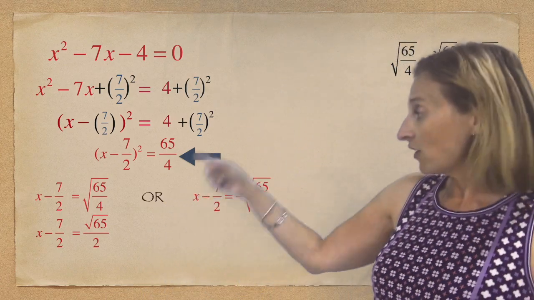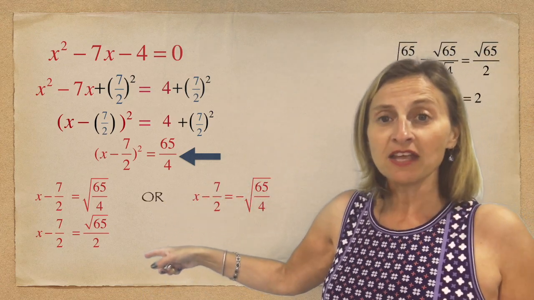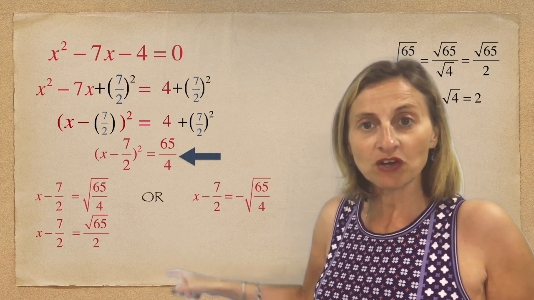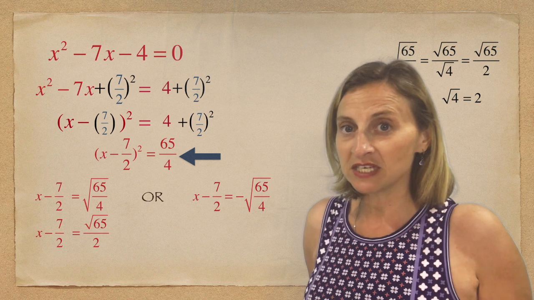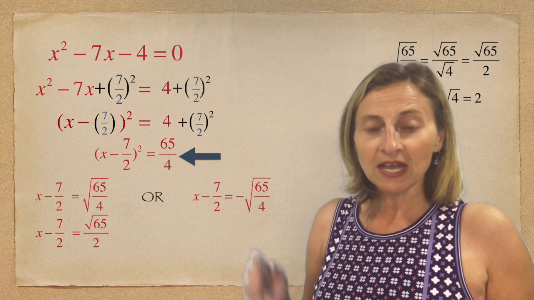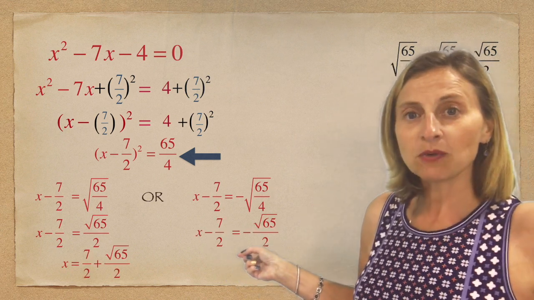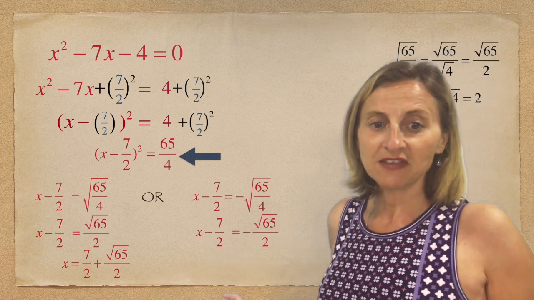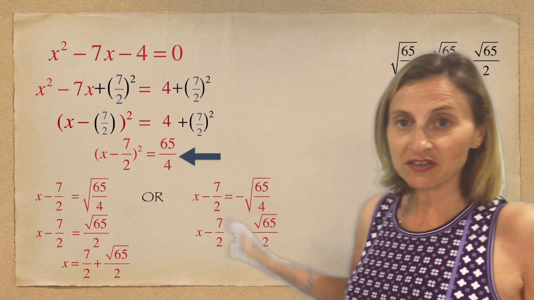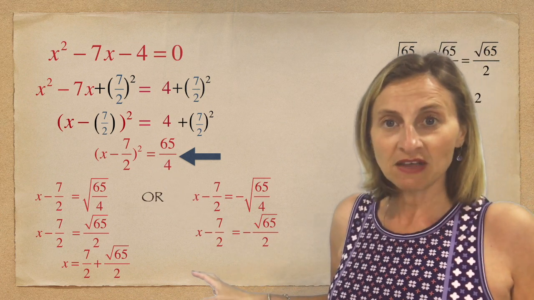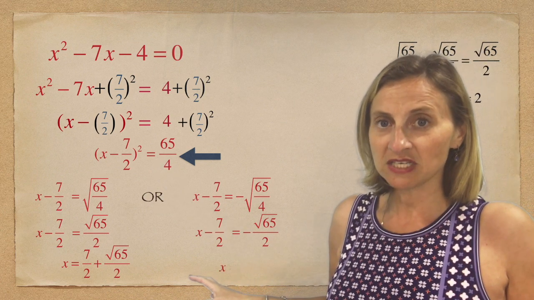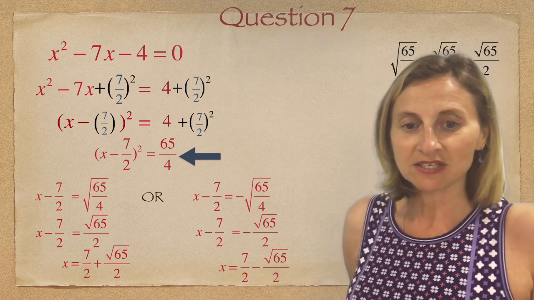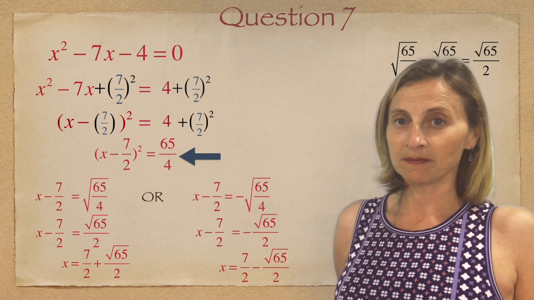We can bring that back over here and simplify these two solutions. And we're going to have x minus 7 over 2 equals the square root of 65 over 2, or x minus 7 over 2 equals minus the square root of 65 over 2. And then we just have to take the 7 over 2 back to the other side. So we have x equals 7 over 2 plus the square root of 65 over 2, or x equals 7 over 2 minus the square root of 65 over 2.